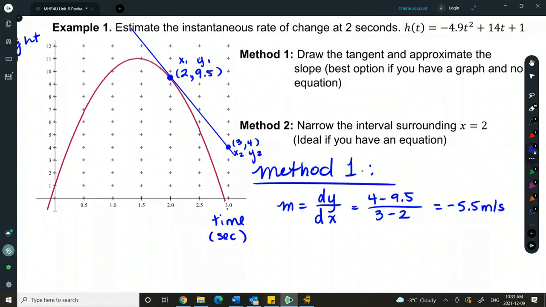Yours might be different if you chose 2 different points on your tangent line, or if your tangent line was drawn slightly different than what mine was drawn as. And that's okay, but we should all get something kind of similar to this value. Might be like a couple decimals off either way, but it definitely should be negative. We know that for sure.